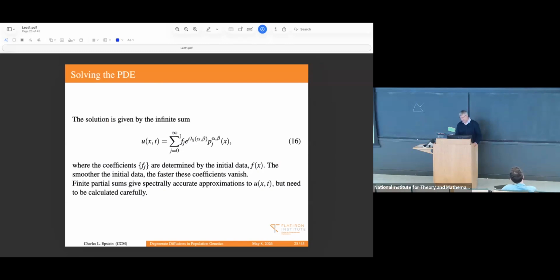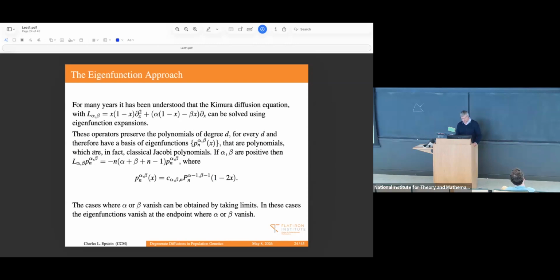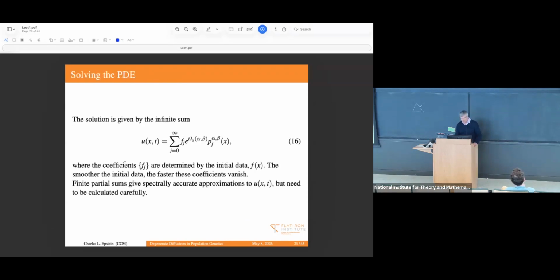Now, the solution will be given by a standard sort of infinite sum formula. So you have f_j, where the f_j's are determined by the initial data, and then you have these e to the t lambda_j alpha beta, p_j alpha beta, and these lambda_j alpha betas are back here. They're quadratic in n, or j. I guess I've switched from j to n. So they're quadratic in j. So it's like e to the minus t j squared, which converges very, very fast as soon as t is a little bit positive. So, of course, I told you that these solutions become very smooth at positive times. Okay, so finite partial sums do in fact give spectrally accurate approximations to the solution.